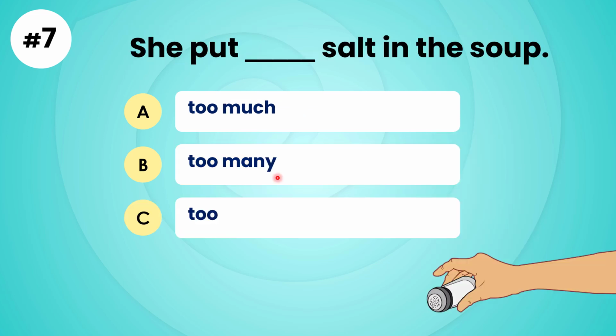Number 7. She put salt in the soup. A, too much. B, too many. Or C, too. The correct answer is A, too much. She put too much salt in the soup. Before nouns, we say too much or too many. And we use much before uncountable nouns like salt.